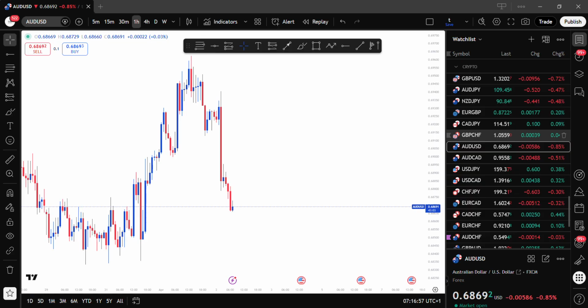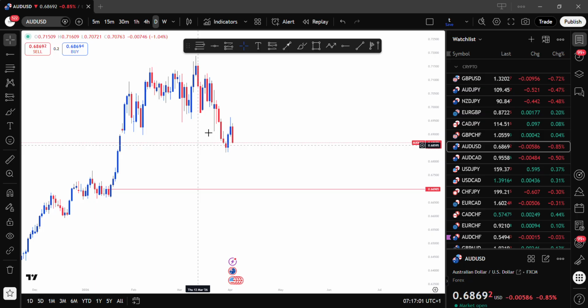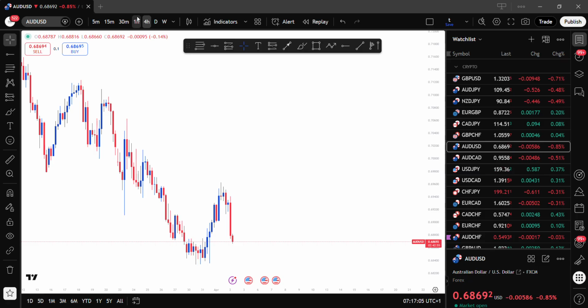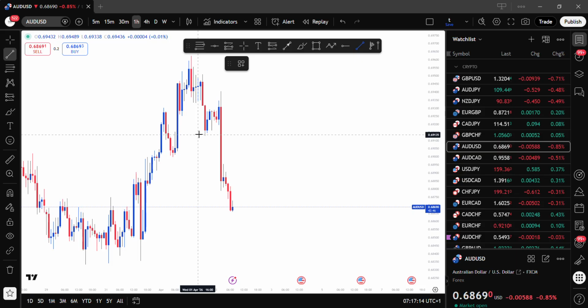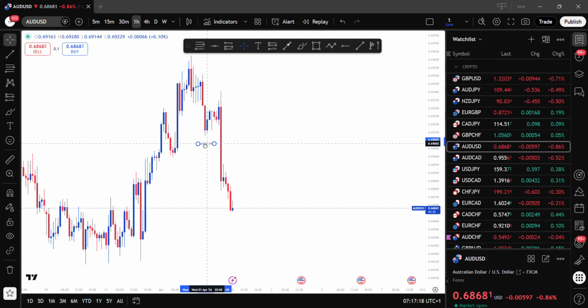On AUD USD, if you check the daily time frame, you can see the market is selling down to this point. If you check the 4 hour time frame, more sales are likely happening. On 1 hour as well, more sales should be happening. And this is a break of structure here. Use this as a break of structure on AUD to make it clearer. I can take it from here instead.